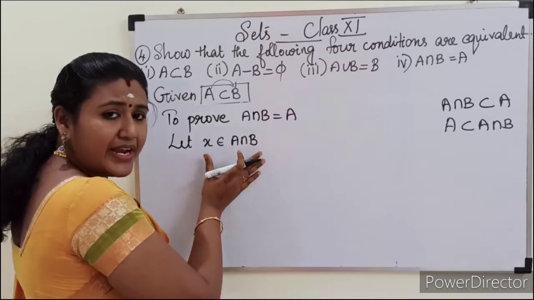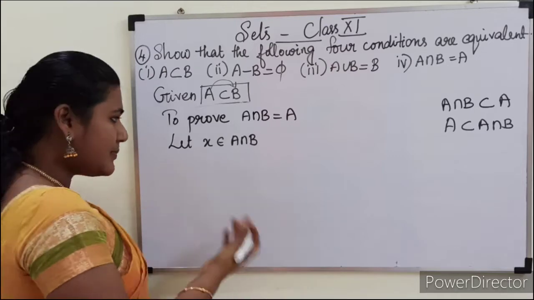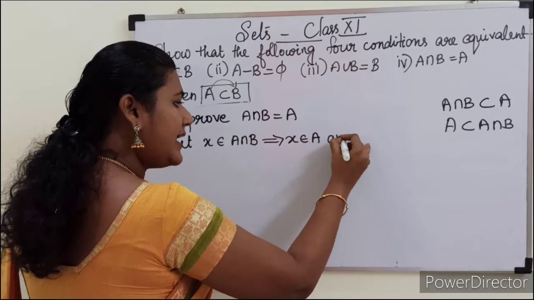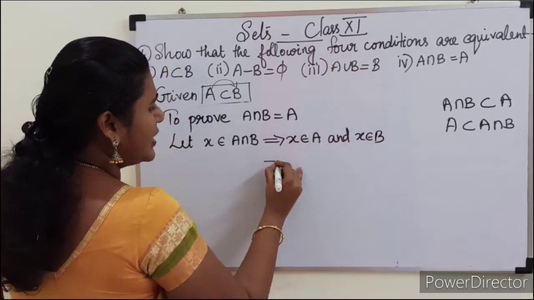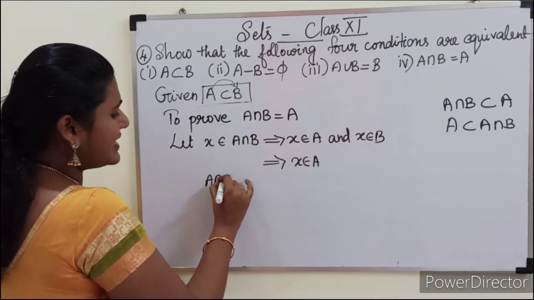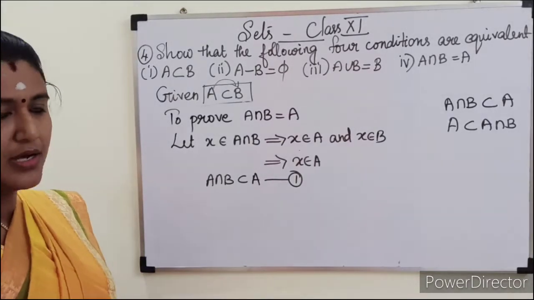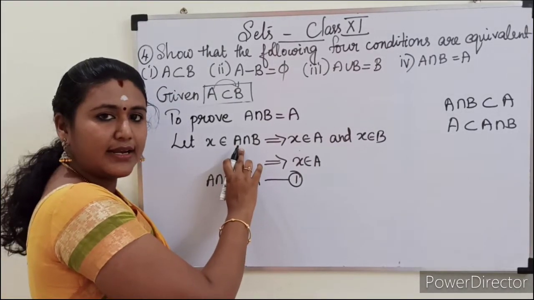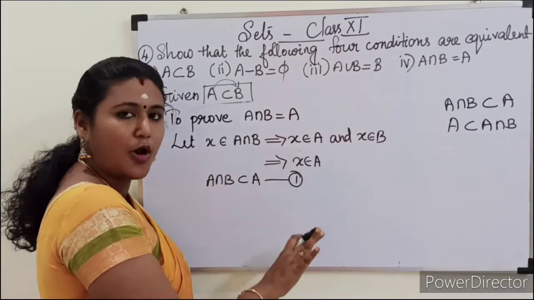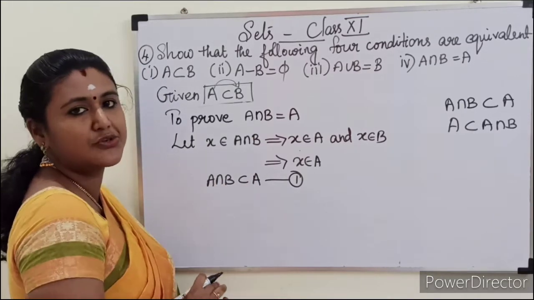Here it is very clear, if an element is there in A intersection B, it means the element x belongs to A and x belongs to B. That means we got here x belongs to A. So from this we can write A intersection B is a subset of A. This is the first condition. Because x is there in the intersection, definitely x belongs to A also. So we get the first condition, A intersection B is a subset of A.